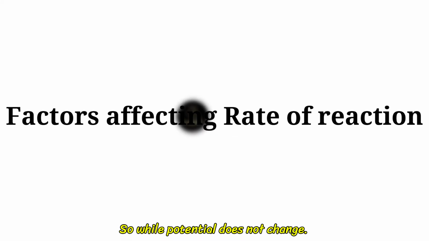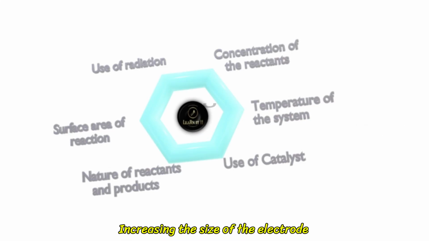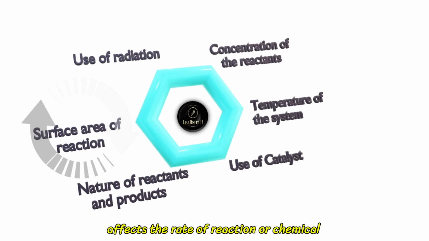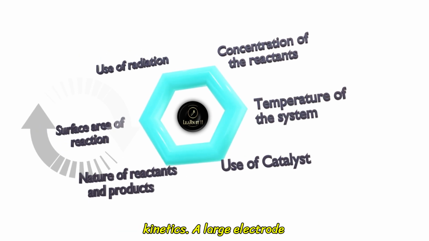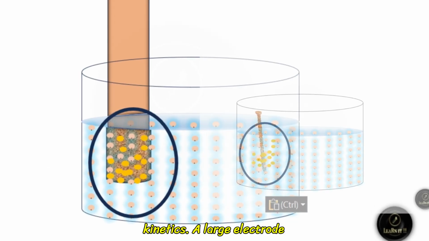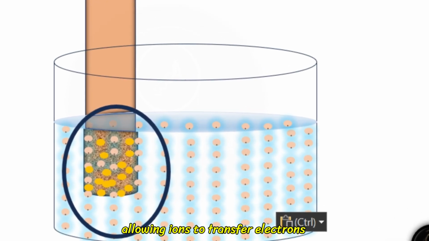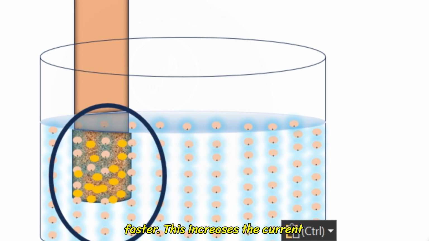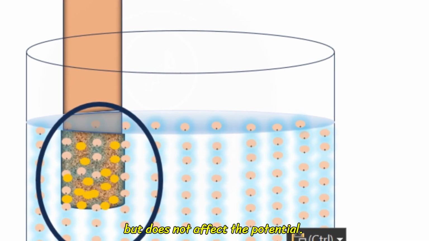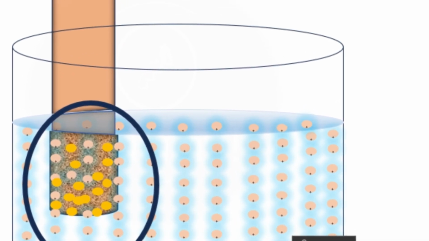So while potential doesn't change, increasing the size of the electrode affects the rate of reaction, or chemical kinetics. A large electrode offers more sites for the reaction, allowing ions to transfer electrons faster. This increases the current but does not affect the potential.